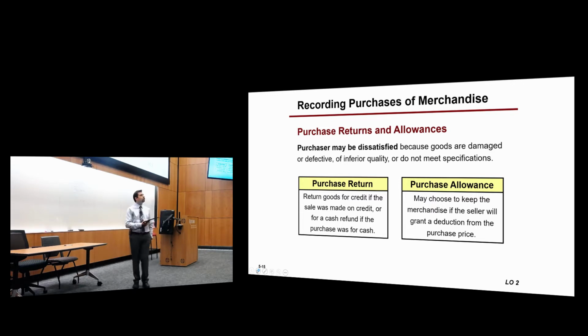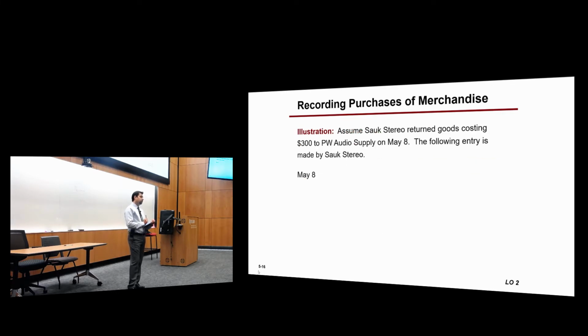You have purchase return and purchase allowance. Purchase allowance is when you have a deduction from the price the seller sold you those products, so that you would keep them. How do companies record such transactions? So assume some stereo returned goods costing $300 to PW Audio Supply.